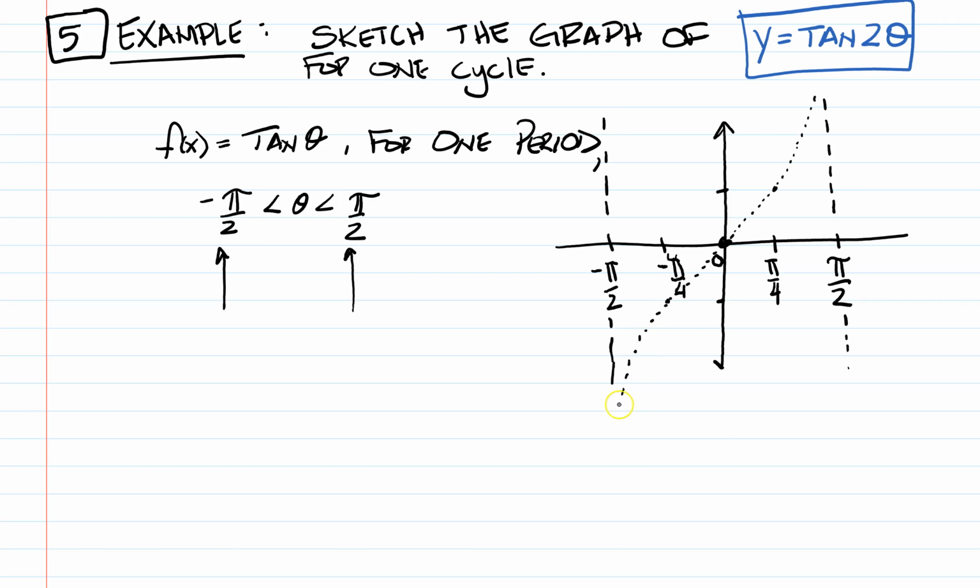So this is all you have to do. Notice that this distance right here is a period. The period is equal to pi. If I go all the way from negative pi over 2 all the way to positive pi over 2, I've got a distance of pi. We learned all this in the last box, okay?